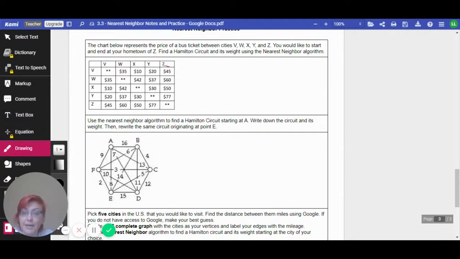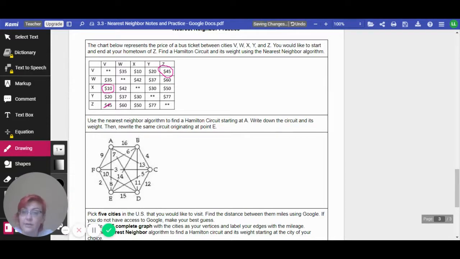From Z, my nearest neighbor is V. I'm now going to go to V. I cannot use Z. That's okay. My nearest neighbor is X.